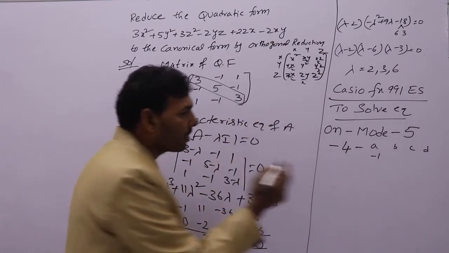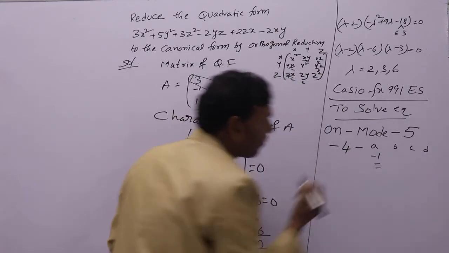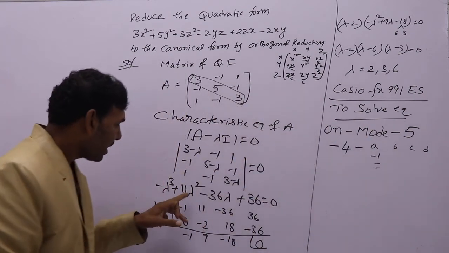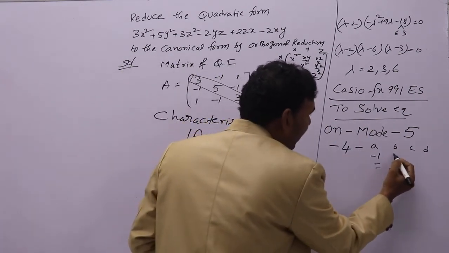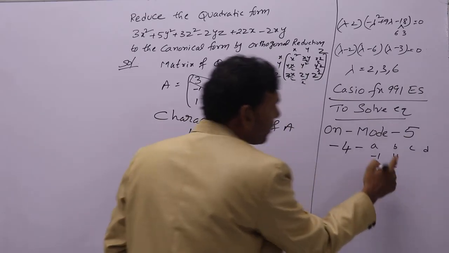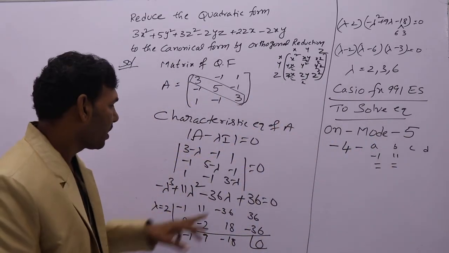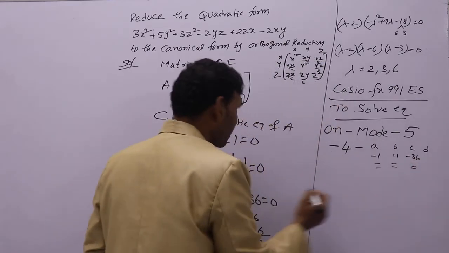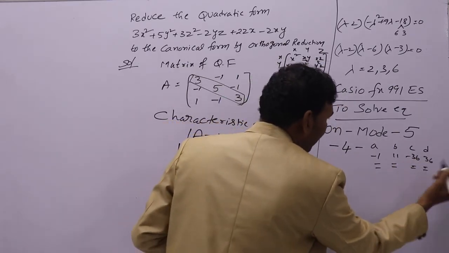-1. Enter. Next press equal to. Next the cursor will move to B value. There enter the lambda square coefficient. Enter 11 and press equal to. Then the cursor will be at C. Now enter -36, equal to. Next D value, 36, equal to.